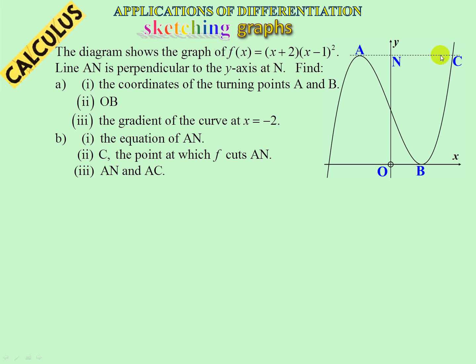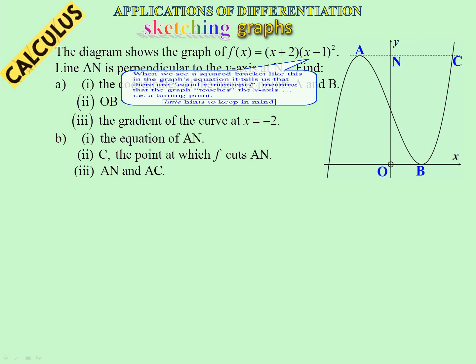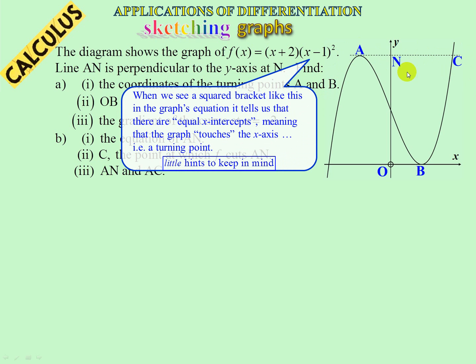AN is perpendicular to the y-axis, which means it's a horizontal line, and immediately you should realize that means it's going to have the equation y equals a constant. Notice the squared bracket, there's just a little hint to keep in mind. The square bracket means that there are two x-intercepts the same, so they've come together, so there has to be a turning point at 1. So I know that's the point with x value of 1.